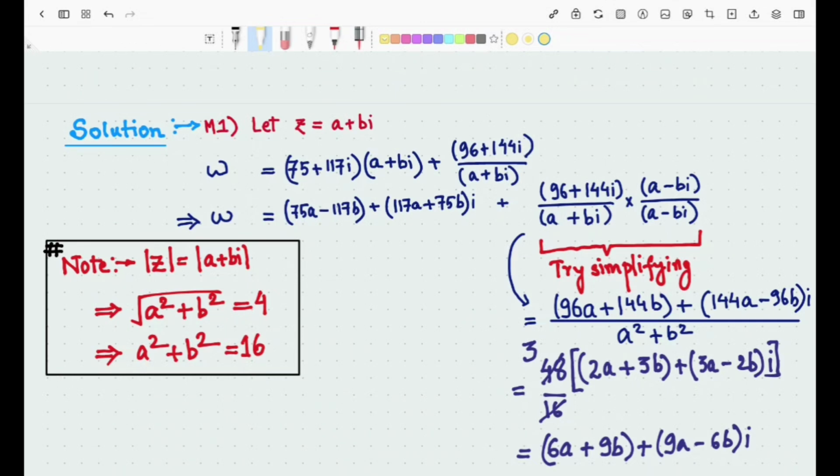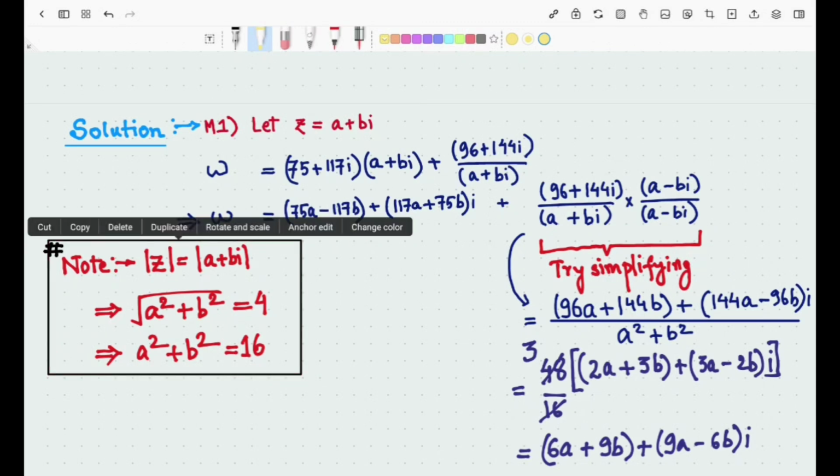First of all, note down that mod of z is equal to root over a squared plus b squared if we assume that z equals a plus iota b. Now it is given in the problem that it is equal to 4. So we may use this information that is given to us, so that we can get help in simplifying the denominator part.